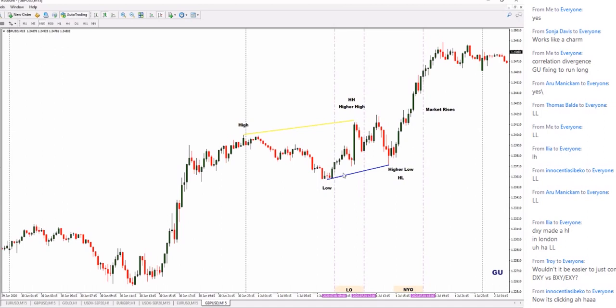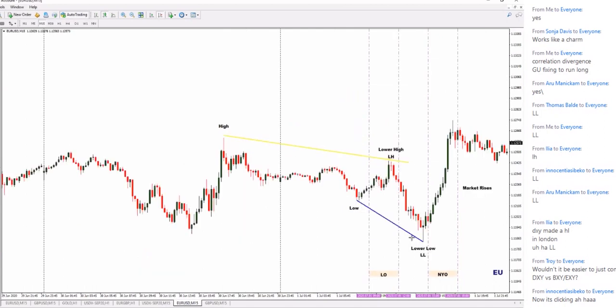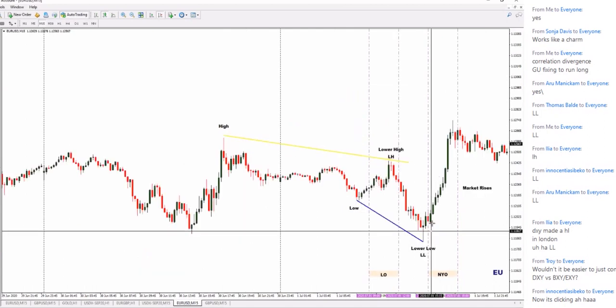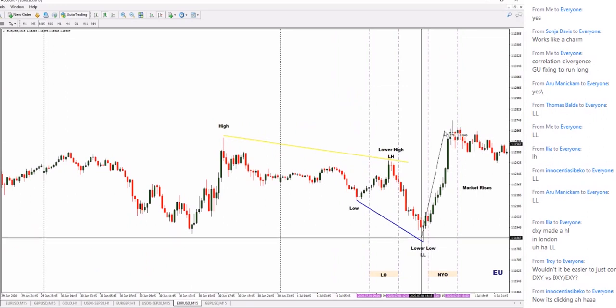Okay, so market goes higher right here, and there's your entry on GU, right? Now let's take a look at what happened with EU and DXY. So why did EU do this, right? Why did it do this here?